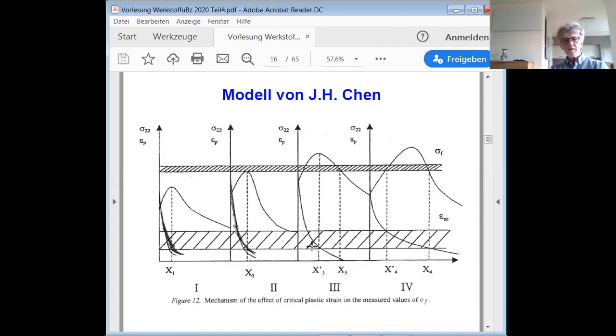And in case three, cleavage fracture is possible if the crack nucleus lies in that region, because the nucleation is possible and the propagation is possible. Here the crack nucleus must lie between X4 and X4 prime for cleavage fracture to be possible. Okay, so that ends that section on cleavage fracture.